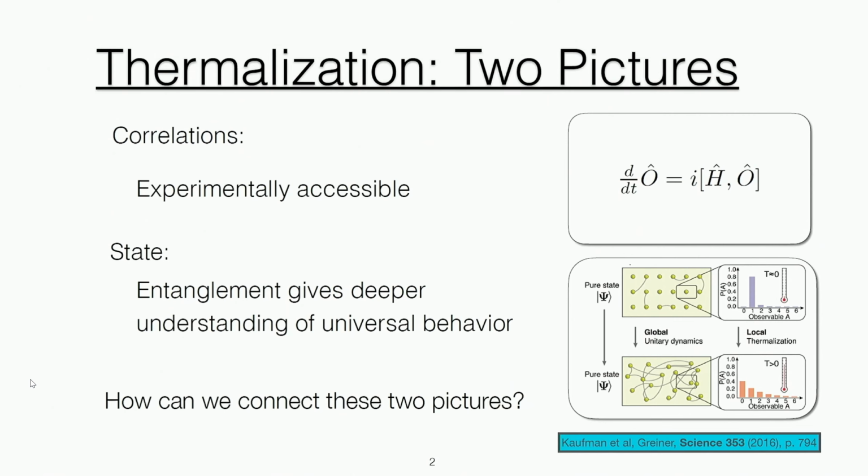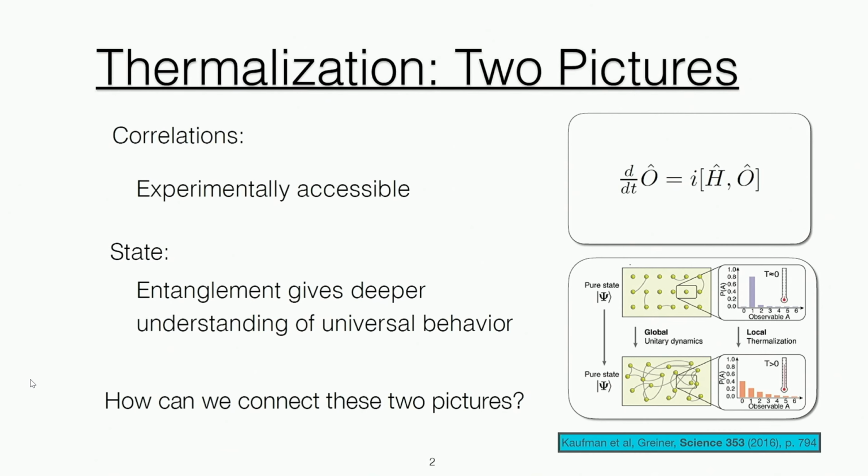There's many different ways to define thermalization, and in this talk, we're going to be focusing on two pictures. The first comes from thinking about correlations. So I can take some observable, evolve it in time, and watch it reach its thermal expectation. You can call that thermalization, and this is a very nice picture because it's experimentally accessible.